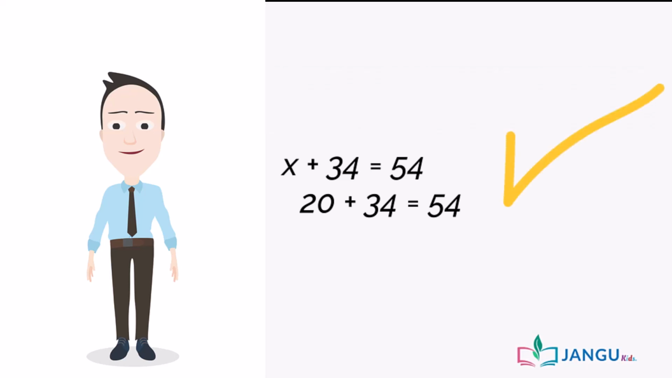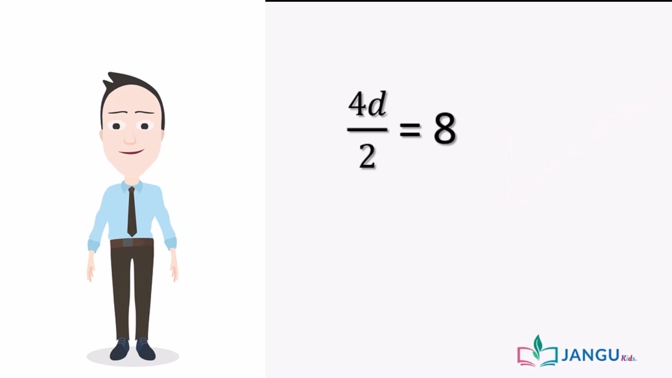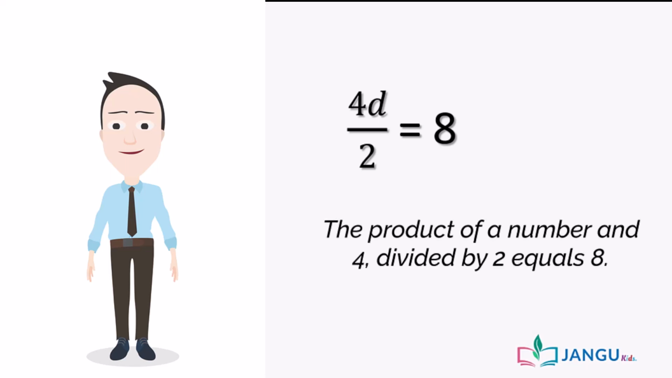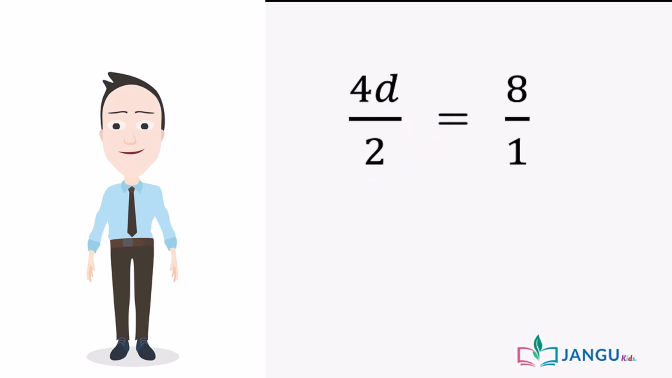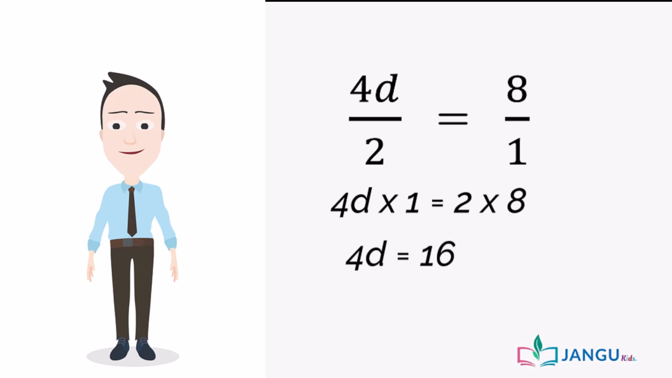Correct. Next, we are given this equation and asked to write a mathematical sentence for it. 4d divided by 2 is equal to 8. From the equation, we can say it is the product of a number and 4 divided by 2 equals 8. Do you agree? To find the unknown number d, we cross multiply. 8 can also be written as 8 over 1. 4d times 1 is equal to 2 times 8. 4d is equal to 16.